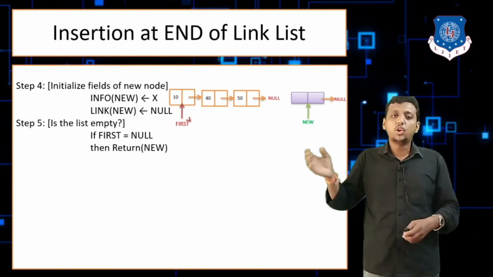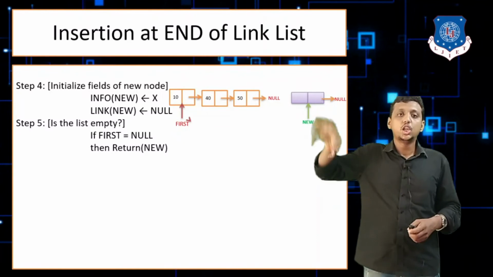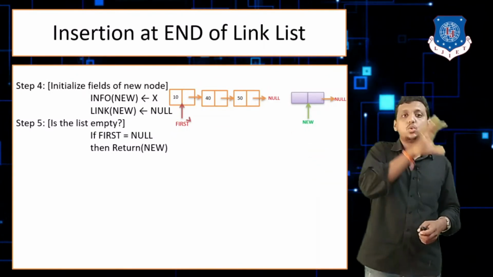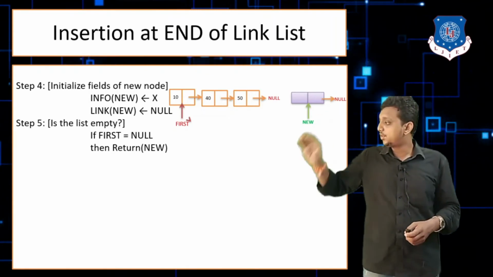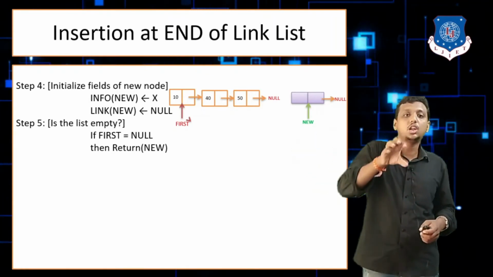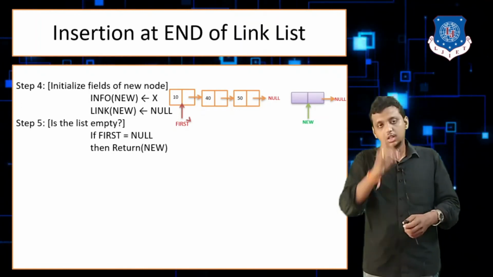So here, what do we need to do? We just need to move from first node to last node. So how can we do this? Our journey from first node to second, second to third, third to fourth, fourth to fifth. How can we do this? Let me show you.